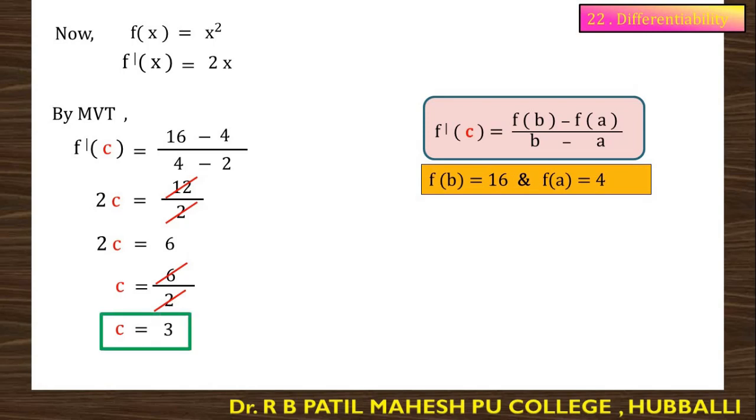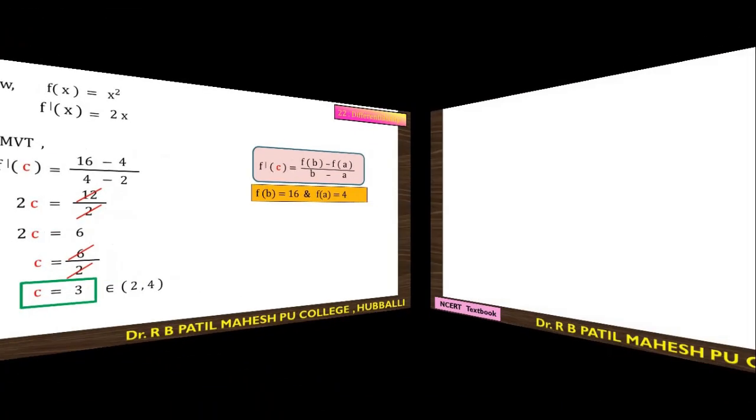So this number 3 belongs to the open interval 2 comma 4. Now see the next example.